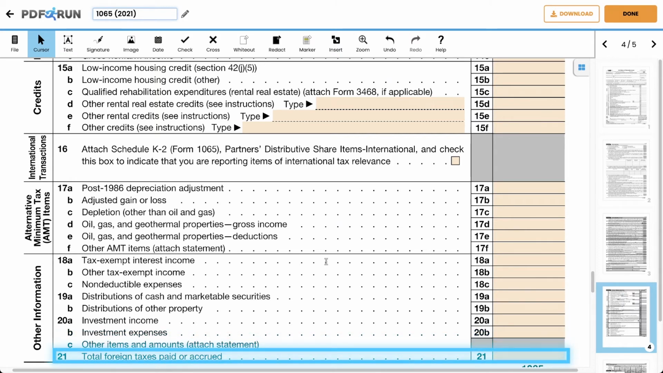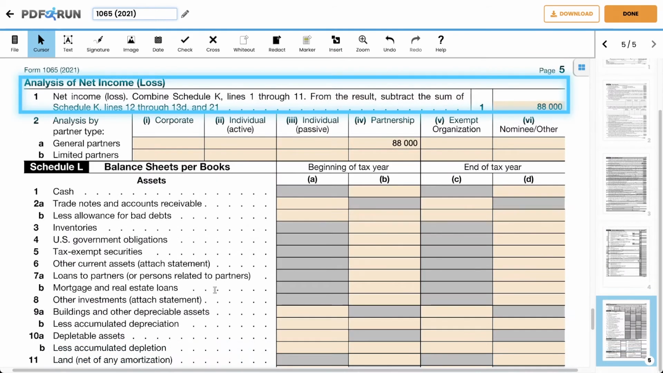Line 21. Enter the total amount of foreign taxes paid or accrued. Analysis of net income or loss. Line 1. Add lines 1 through 11 of Schedule K and subtract from the result the sum of lines 12 through 13D and 21, and enter the result.